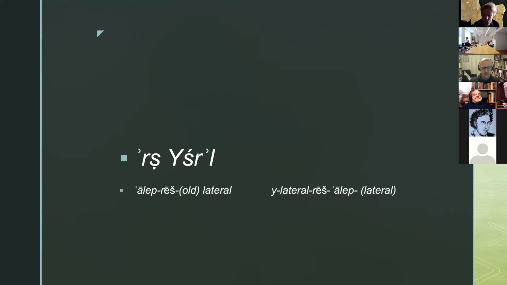And what is that? First we have a y, then we have a lateral fricative again, a sin, and then we have a resh again, and then we have an aleph. And then we have actually another lateral. But first we have aleph, resh, lateral. Then in the other word, we have lateral, resh, aleph, Eretz Yisrael.